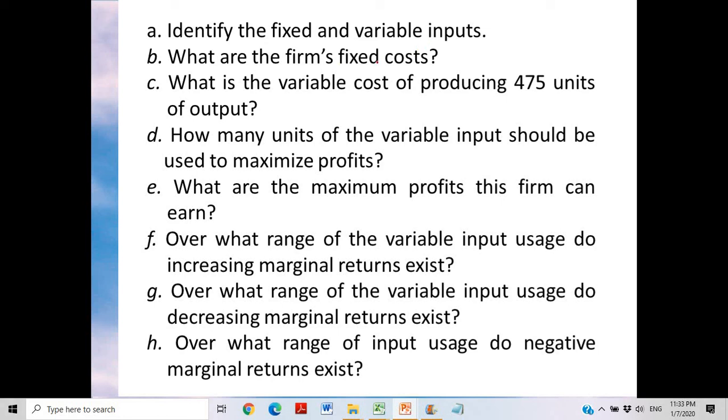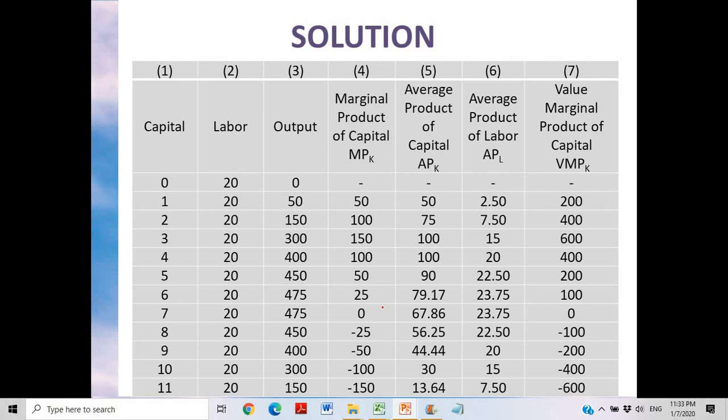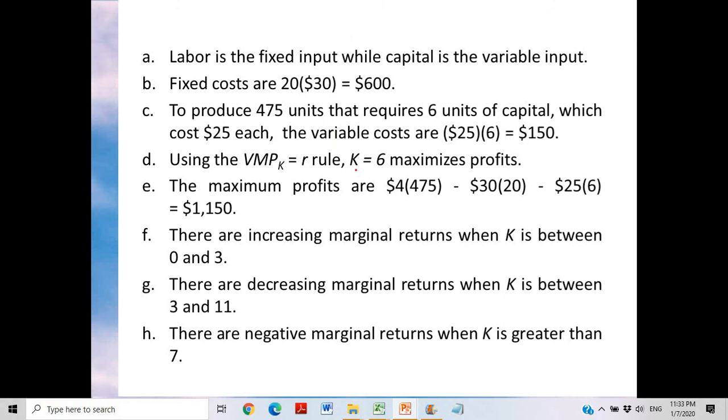What are the fixed and variable inputs? What is the fixed cost? And so on. I'm not going to explain it here, but I'm going to give you the solution, and you have to try. Try and check your answer with this table. So the answer also is provided here.